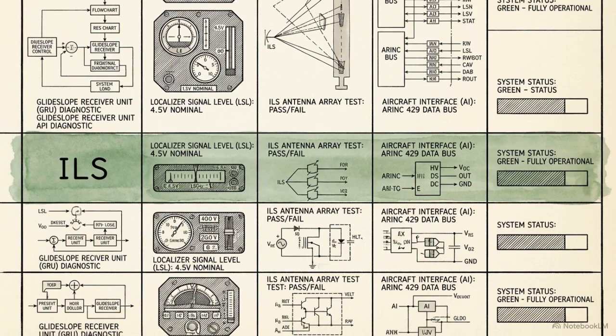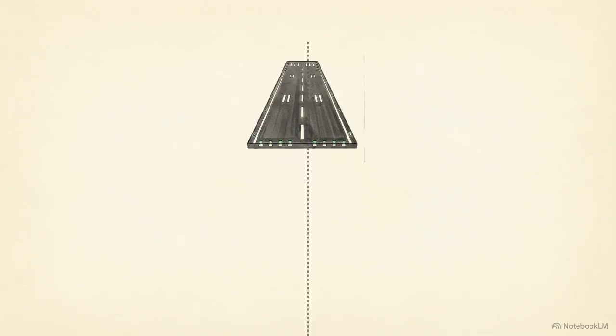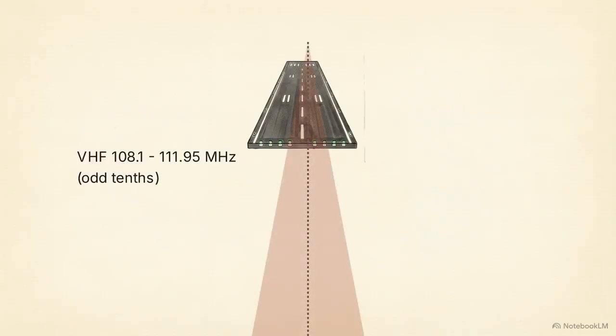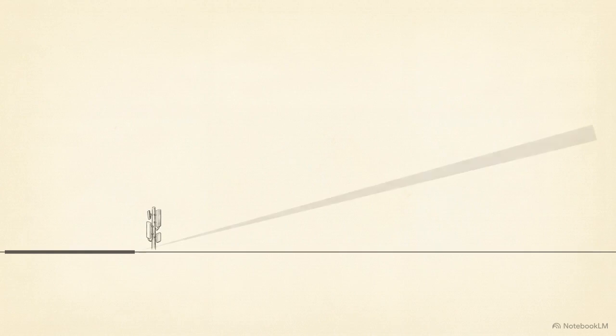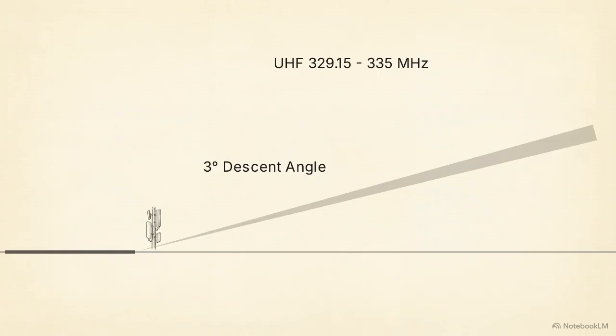This table now shows Quadrant 2, the instrument landing system. This requires multiple components to create a precision approach. This diagram shows the Localiser providing lateral guidance in the VHF band between 108.1 and 111.95 MHz on odd tenths. The beam is plus or minus 10.5 degrees from centerline. For vertical guidance, a UHF glide path between 329.15 and 335 MHz pairs automatically, establishing a 3-degree descent angle.